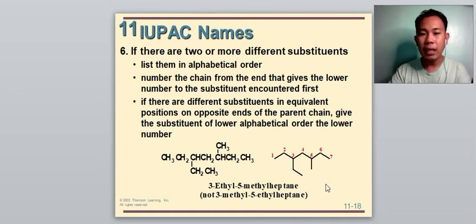That is why we named this as 3-ethyl, meaning the ethyl substituent is attached in the carbon number 3 of the longest alkane. 5-methyl, because methyl is attached in the carbon number 5 of the longest alkane. And heptane, because the longest alkane has 7 carbons. That is why it's hept, and we add ane. That is why it's heptane.